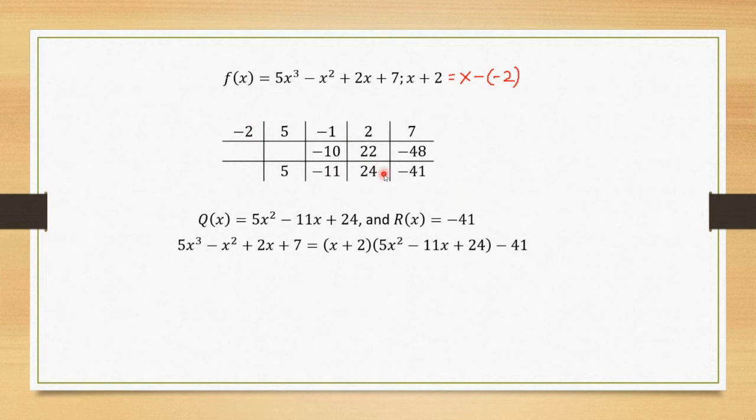Minus 2 times 24, that's minus 48. 7 plus minus 48, right? That's minus 41. We stop. There's nothing left. No columns. Okay. Our quotient is 1 degree less, so it's degree 2. These are the coefficients. So we get 5x squared minus 11x plus 24. The last number here is the remainder. We get that.